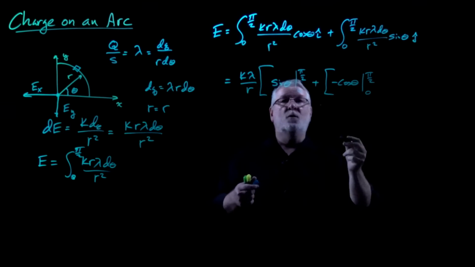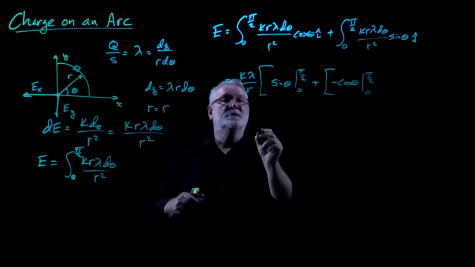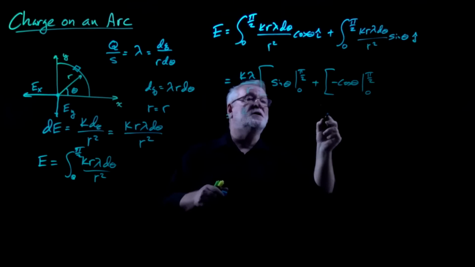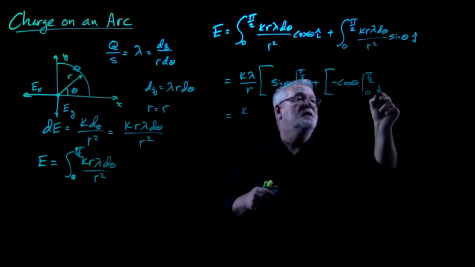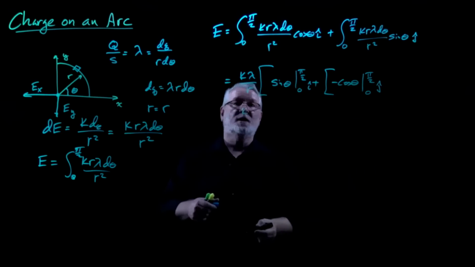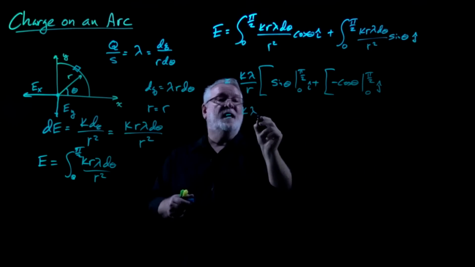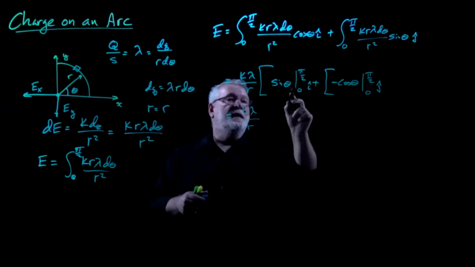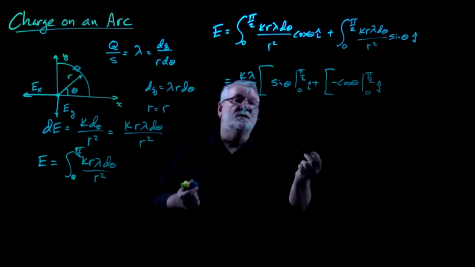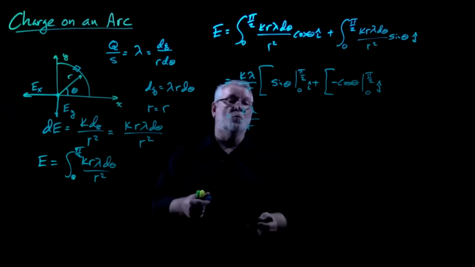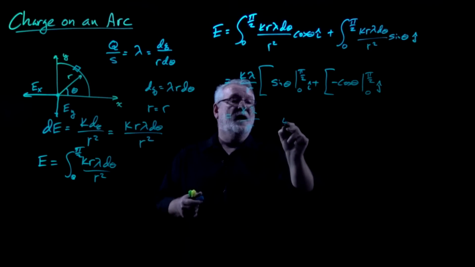Okay, well now we're ready to evaluate these two parts. It's going to be k, oh, excuse me, I got to add back in the directions. This of course is in the i hat direction, and this of course is in the j hat direction. Okay, so we've got k lambda over r. In the i hat direction, again, sine of pi over 2 is 1, sine of 0 is 0, so this just produces 1. So this is going to be i hat.